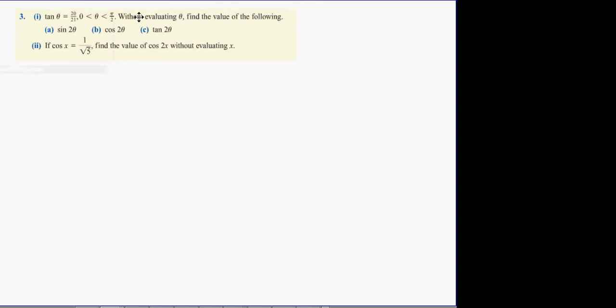Okay guys, tan theta is equal to 20 divided by 21. Theta is an angle between 0 and 90 degrees, because this in radians is the same thing as 90 degrees. Okay? Without evaluating theta, find the value of sine 2 theta.